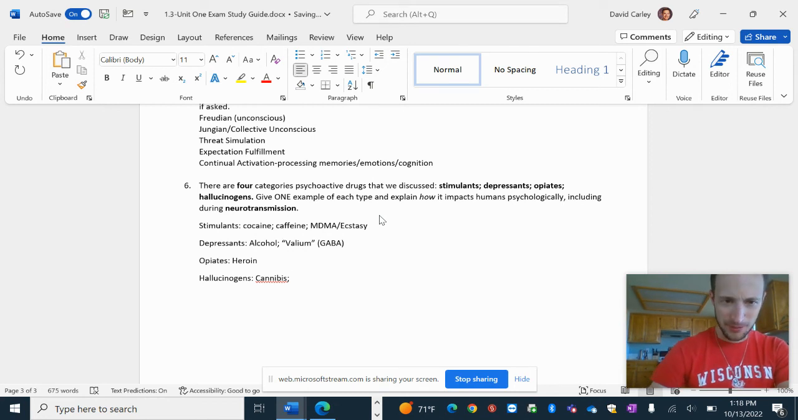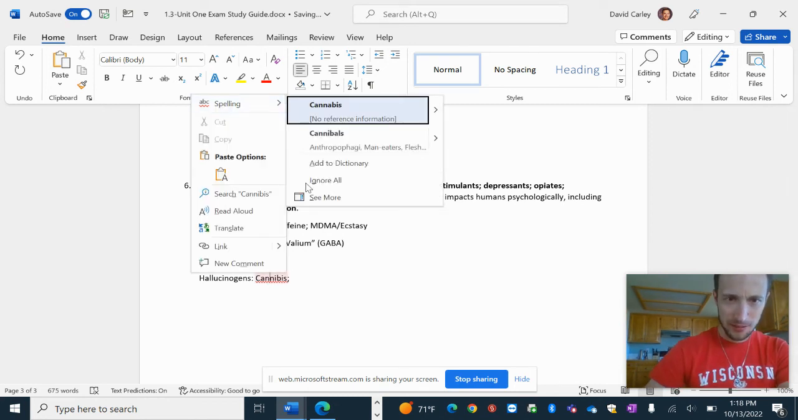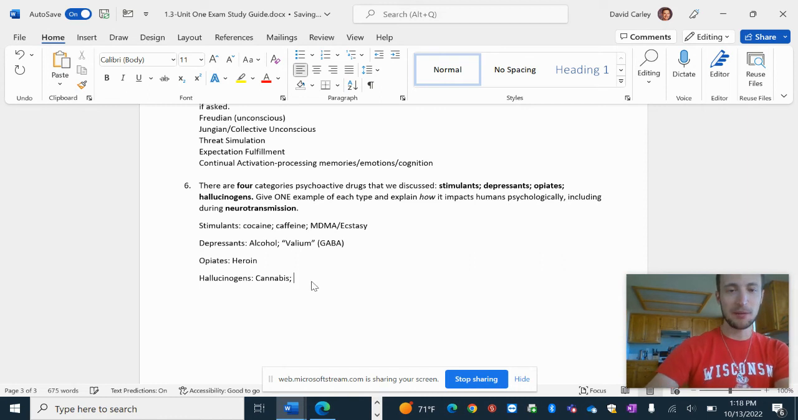And then finally, hallucinogens, which include cannabis or marijuana, psilocybin, and LSD would be another one. Technically, ecstasy is one too.